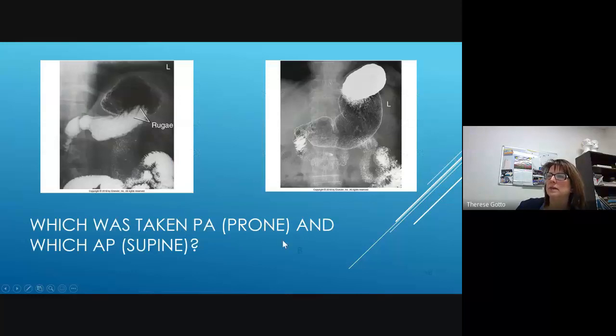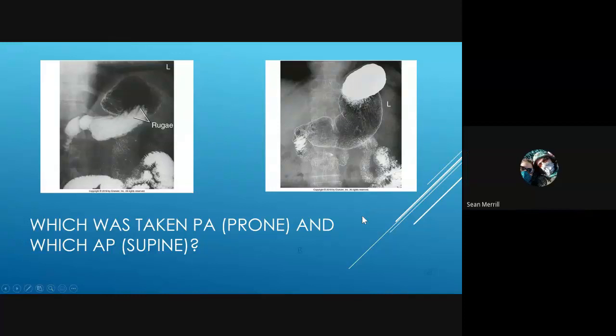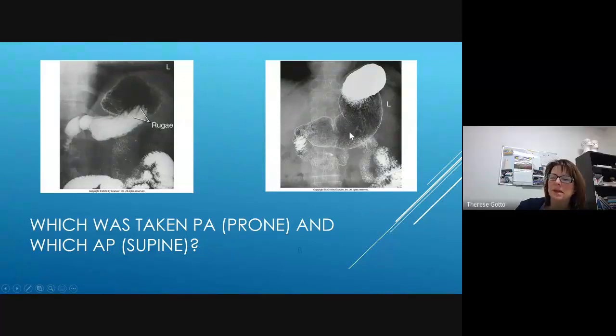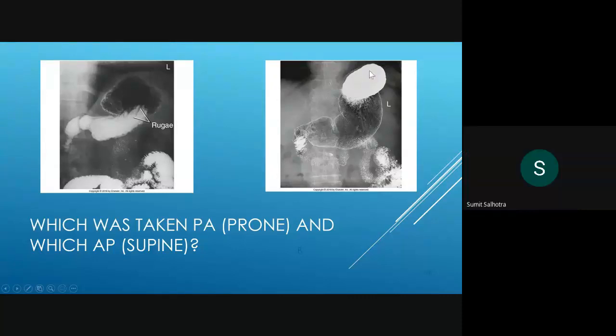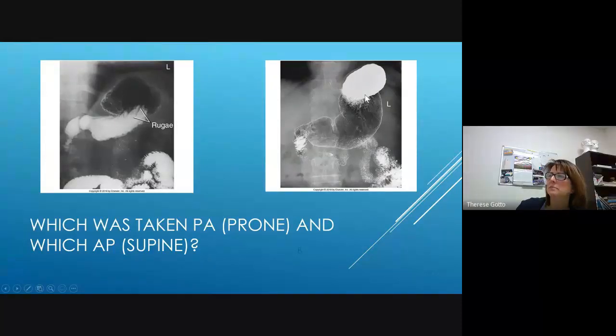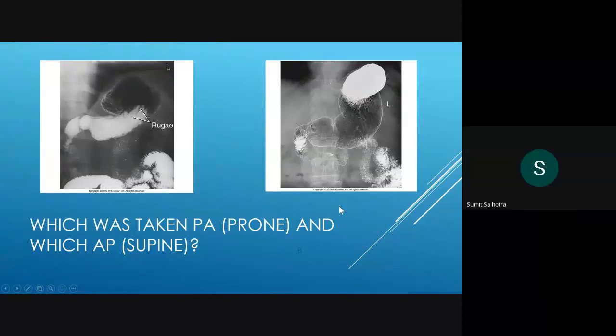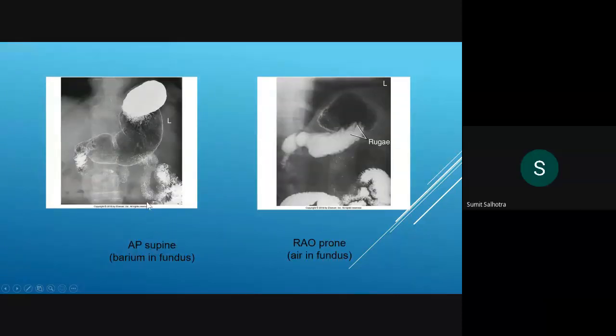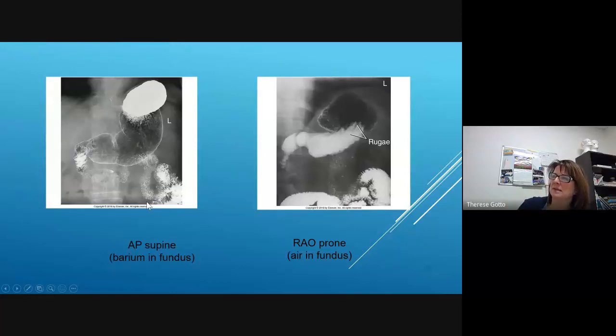Okay, so which one here was taken prone? Any guesses? Which one is prone? This one or B over here? What? Is it B? B, yes, good. B. The barium falls to the lowest point, okay? Lowest point. It says supine, that's not correct.